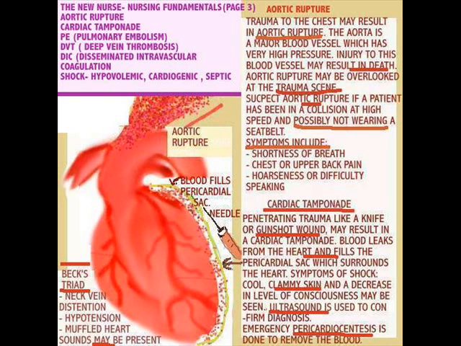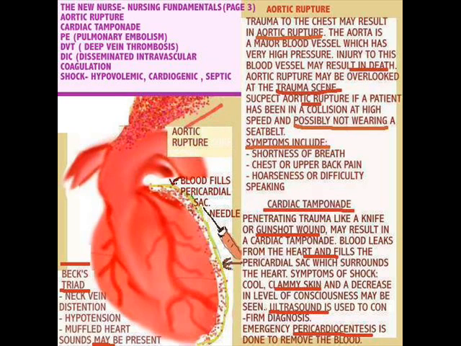So let's get started. Let's take aortic rupture, something you probably don't hear about that much, but you never know if you're ever going to find yourself in the position of taking care of a patient with it. Trauma to the chest may cause this problem. The aorta, as we know, is a very large blood vessel which has very high pressure. If there is a trauma, it may rupture, and unfortunately, it can be overlooked at the trauma scene.